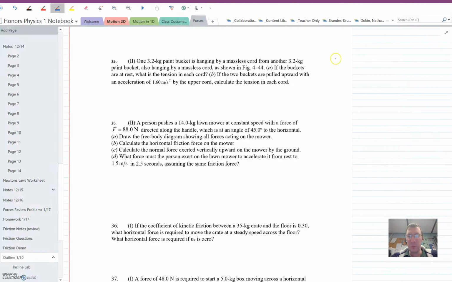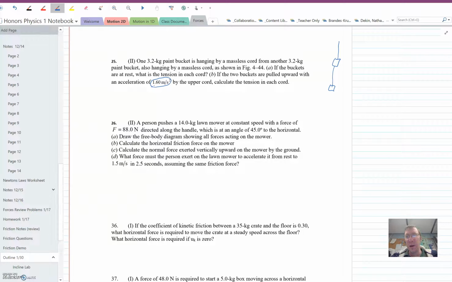Problem 25 has two buckets. They're connected by a cord, and they're pulled upward with a cord. The fact that they are accelerating means there is a net force. The masses are the same, which should come in handy a little bit.